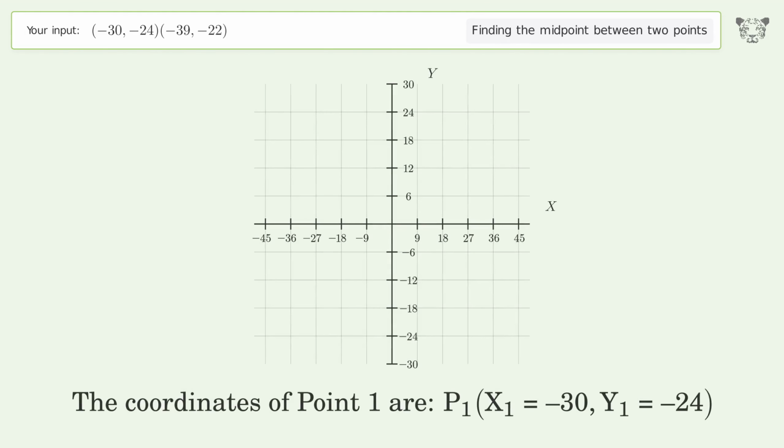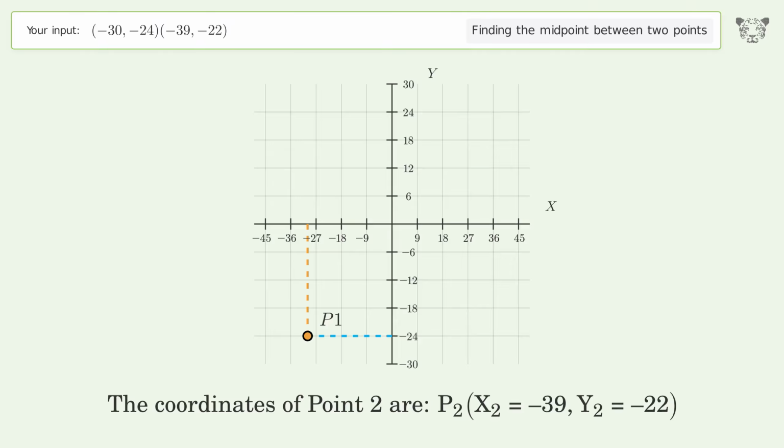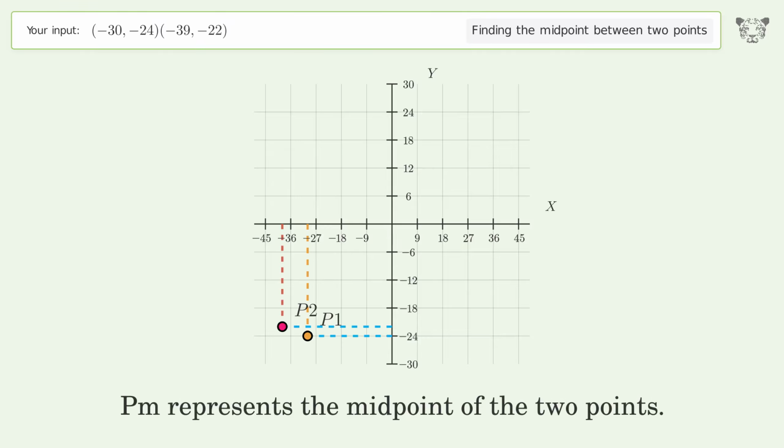The coordinates of point 1 are, x1 equals -30, y1 equals -24. The coordinates of point 2 are, x2 equals -39, y2 equals -22. PM represents the midpoint of the 2 points.